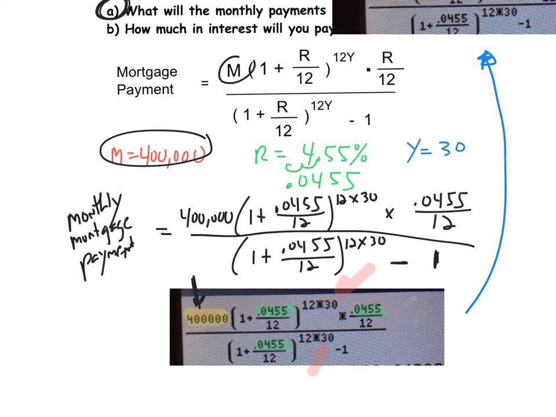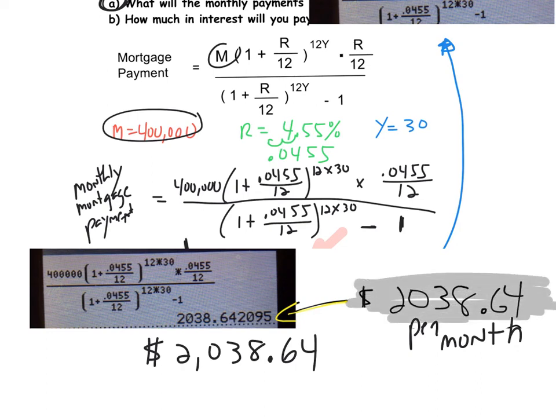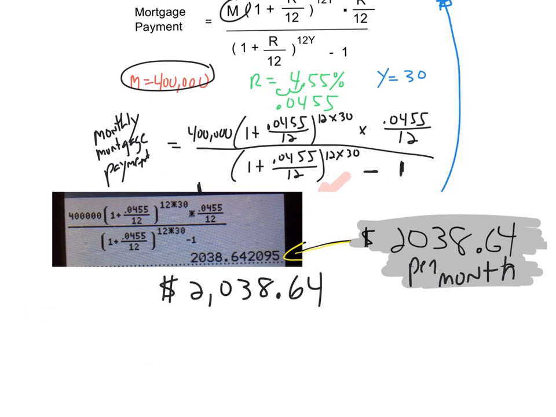Here, the monthly payment turns out to be $2,038.64. Remember, that's how much per month you have to pay for your mortgage. So far, we're going to talk a little bit later in a future video lesson about interest and taxes and everything else that goes into your monthly mortgage payment. Okay, so now we're going to calculate how much in interest you pay.